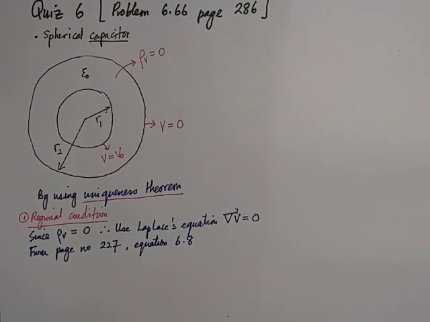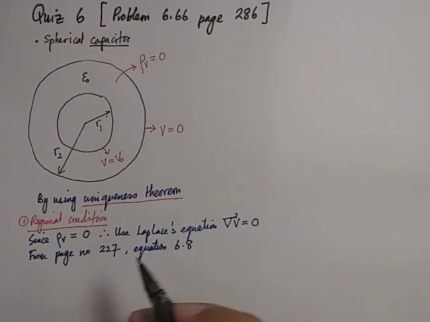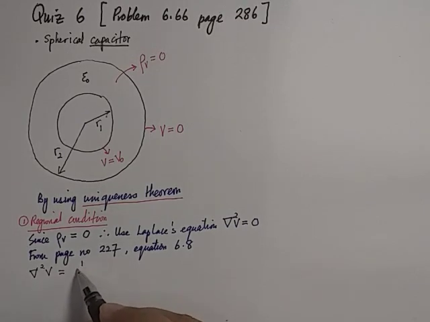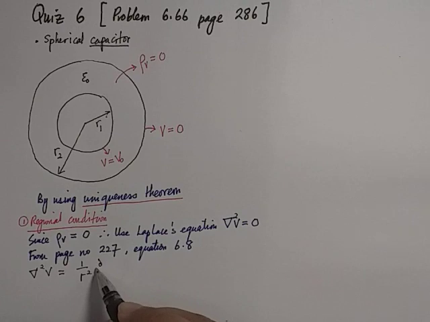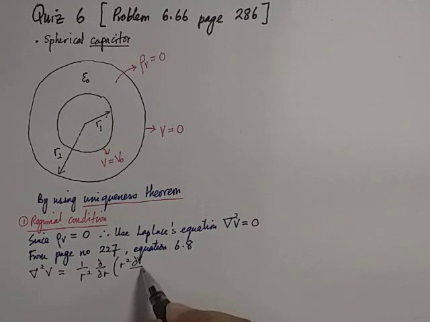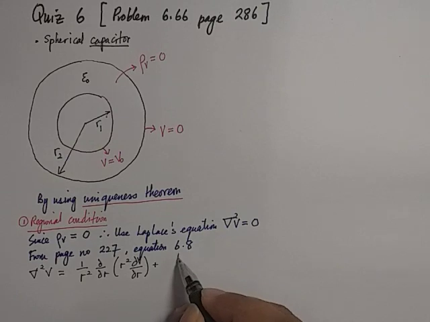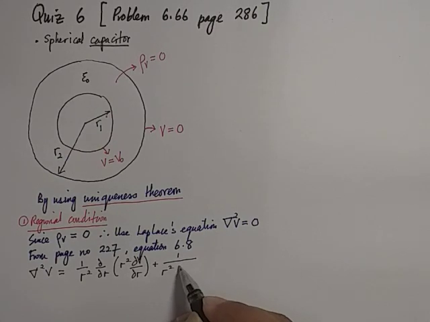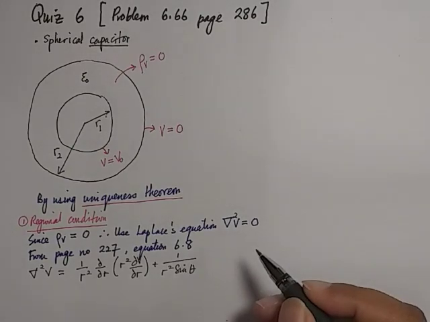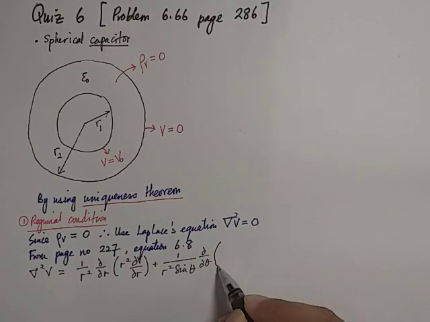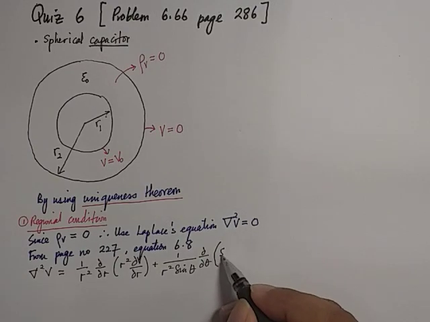So what I'm going to see from that equation is quite lengthy. It states here del square V is equal to 1 over r square d over dr of r square dV over dr. That should be the first term, plus 1 over r square sine theta, that should be my theta term, d over d theta, bracket, sine theta dV over d theta.